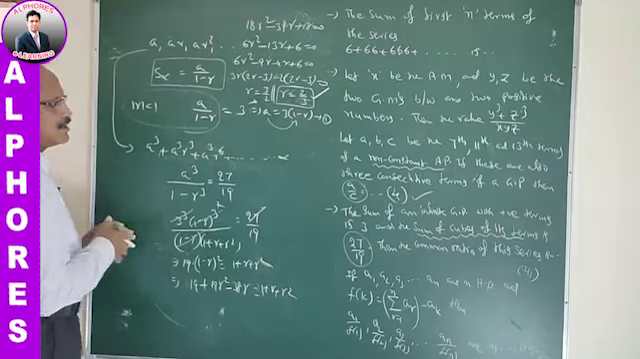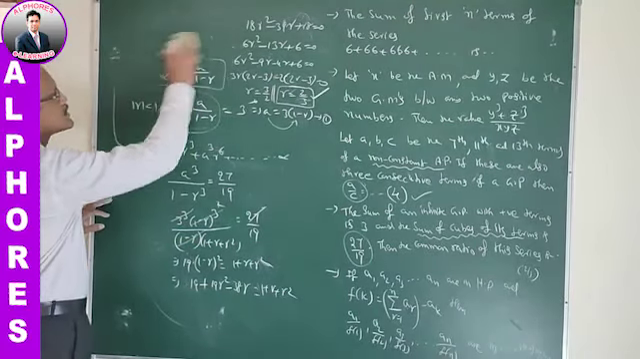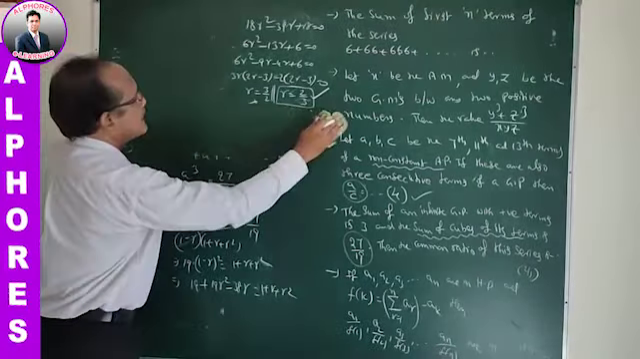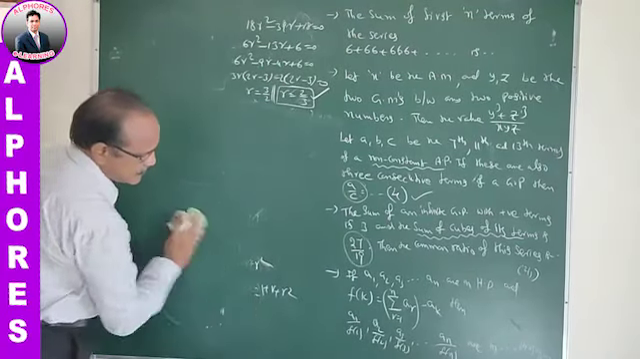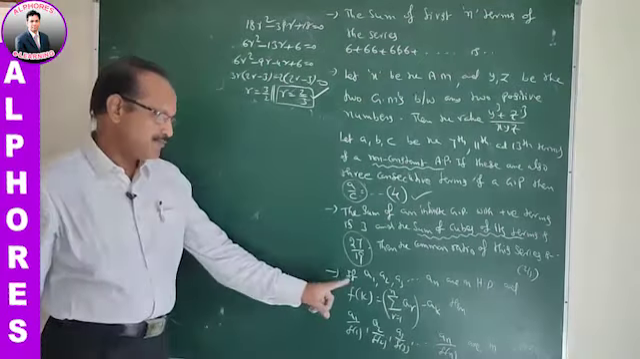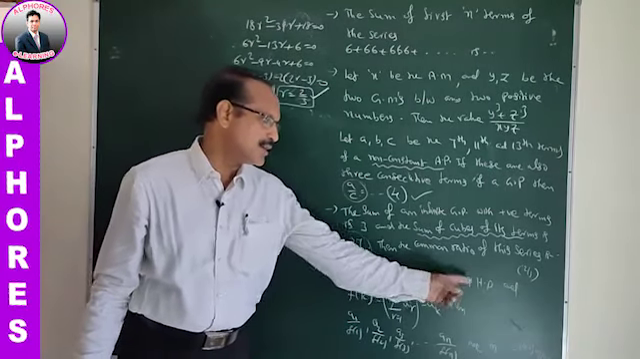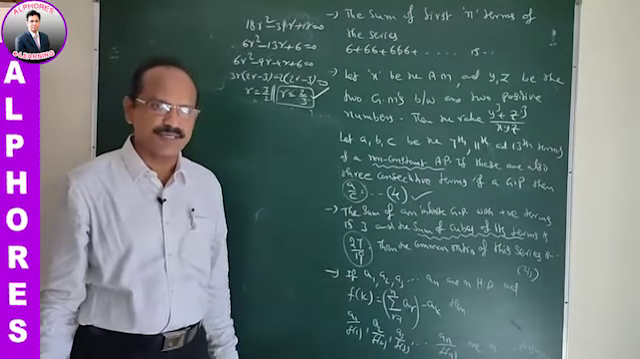Next, the last question. Next we are going to discuss the last question. If A1, A2, A3, so on, An are in harmonic progression. Of course, this question belongs to the harmonic progression concept.